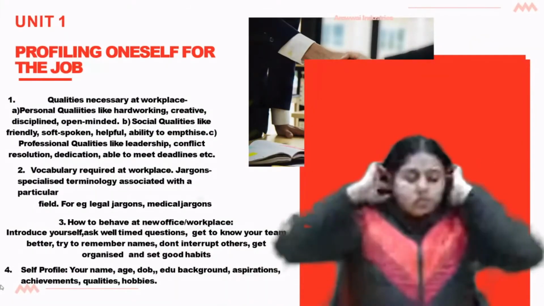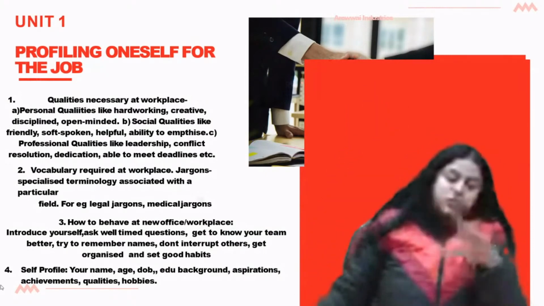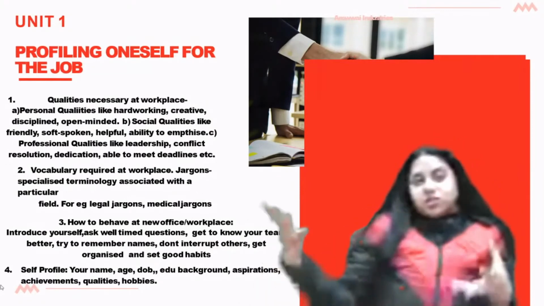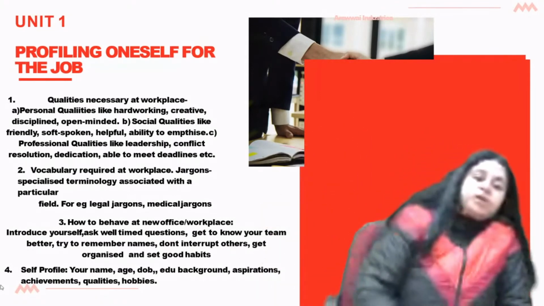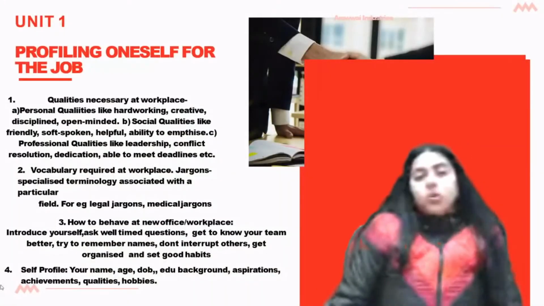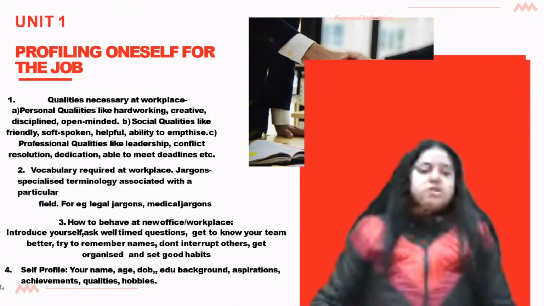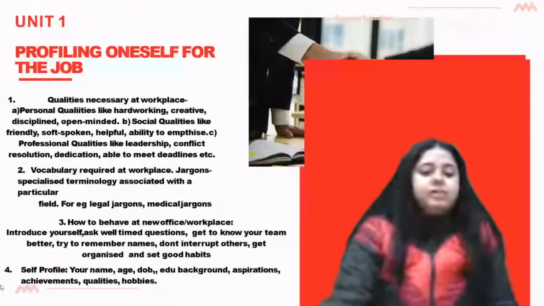So that's there. And then self-profile, so your name, age, date of birth, educational background. So if you're creating your self-profile, that becomes important. You need to know what are the things that you're going to include in your self-profile, and what are the things that you're going to include when you're talking about somebody else, right? So let's say if you're talking about yourself, first start with your name, your age, your date of birth, educational background, aspirations. What are the things that you want to do in the future? What are your achievements? Okay? What are the qualities that you have? Of course, the positive ones. You don't start dishing out your negative traits instantly. And what are the hobbies that you have, right?